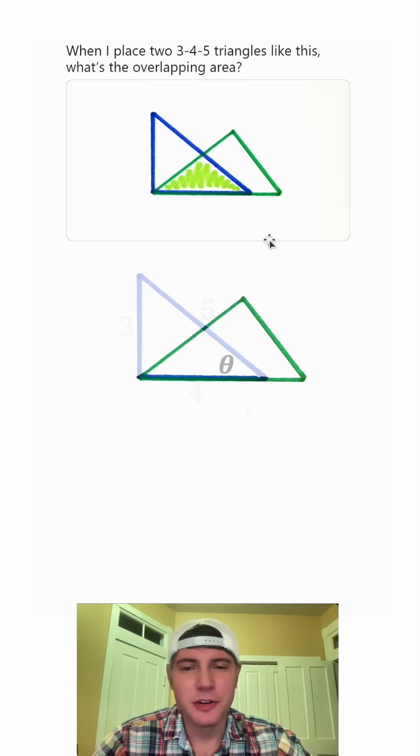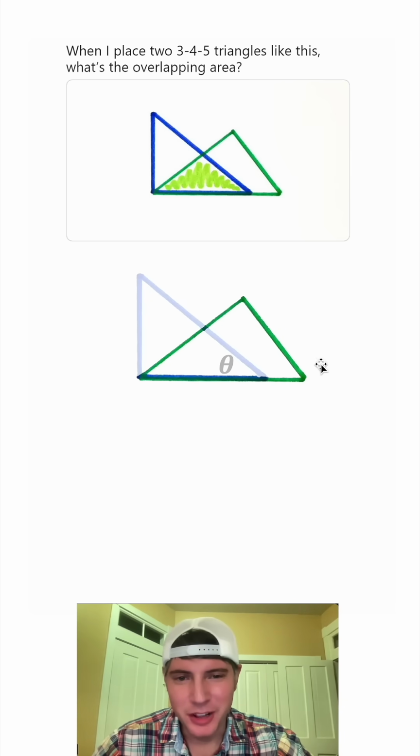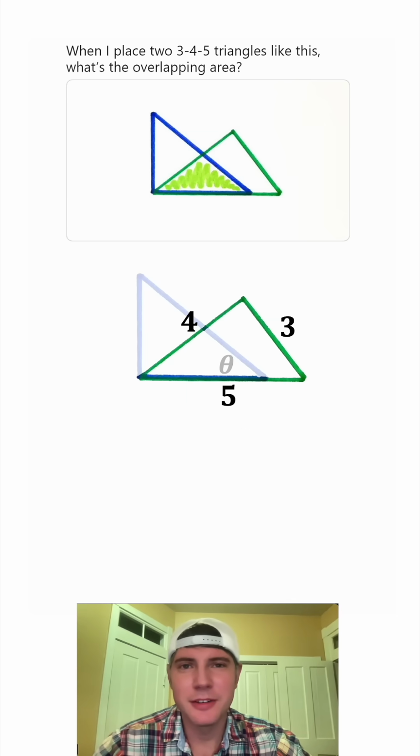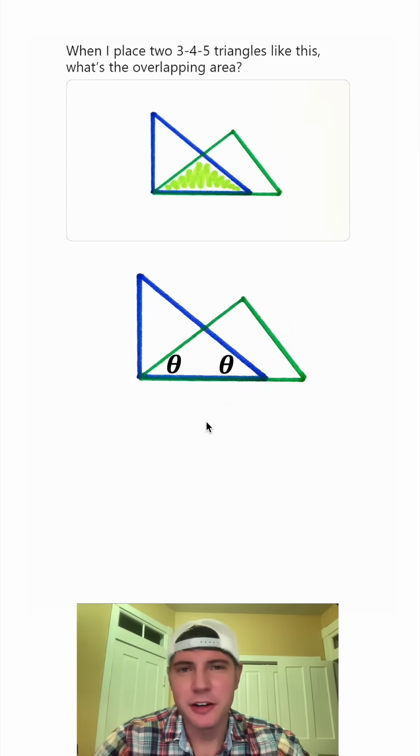And then let's focus on the green triangle. This looks like the smallest side, so it would be 3. This one would be 4, and this side would be 5. And then once again, let's label the smallest angle as theta. And let's bring back our other triangle.